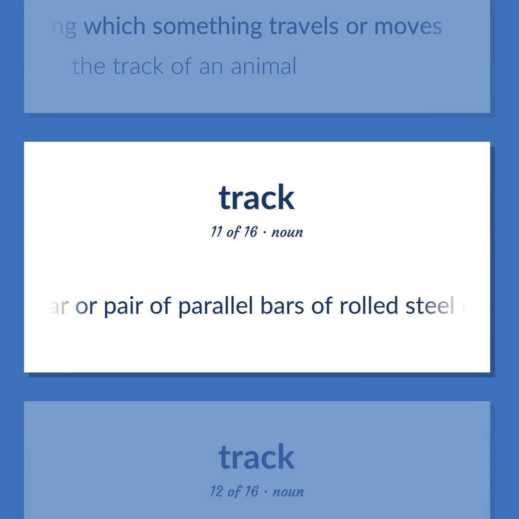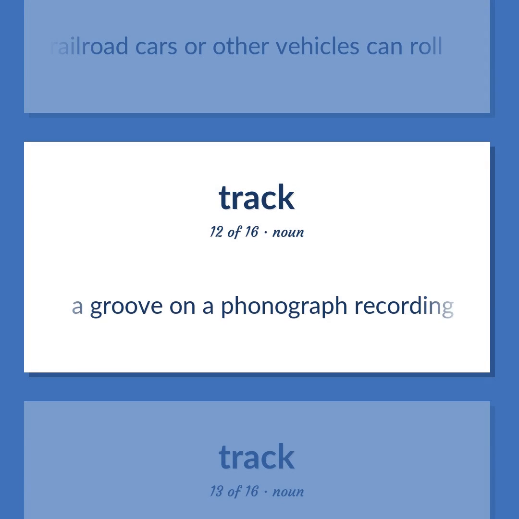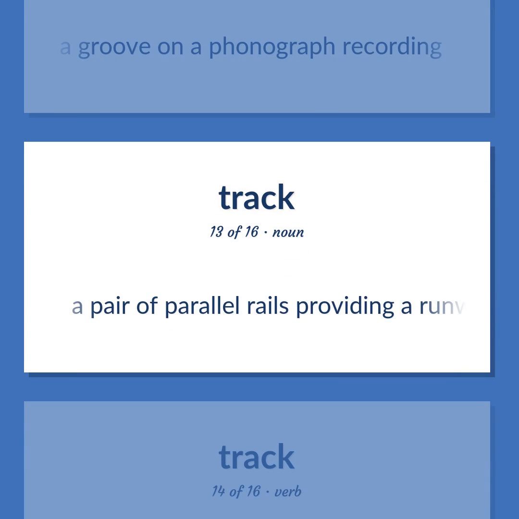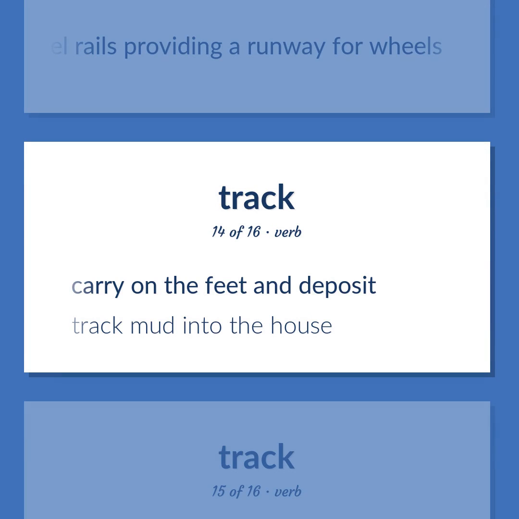A bar or pair of parallel bars of rolled steel making the railway along which railroad cars or other vehicles can roll. A groove on a phonograph recording. A pair of parallel rails providing a runway for wheels. Carry on the feet and deposit. Track mud into the house.